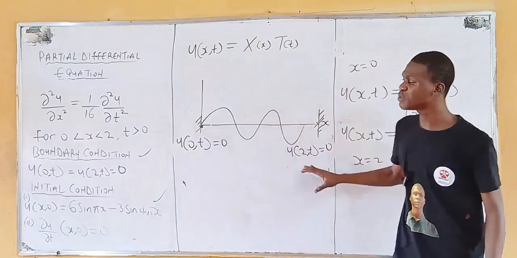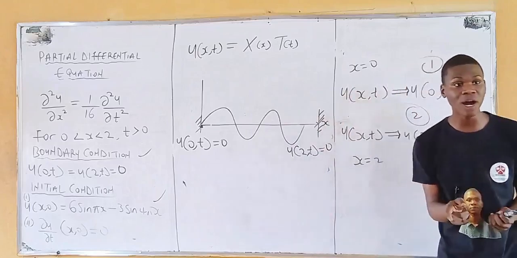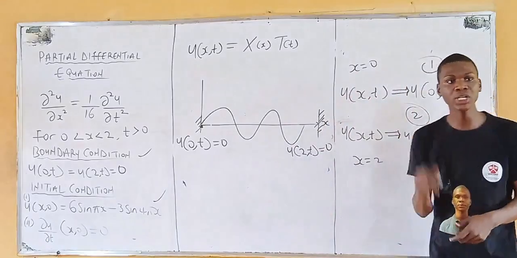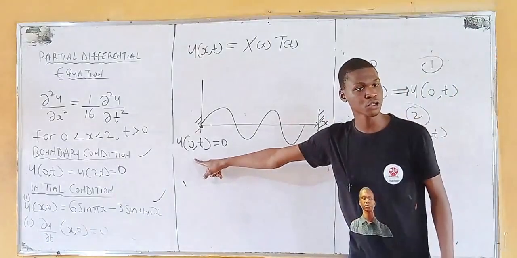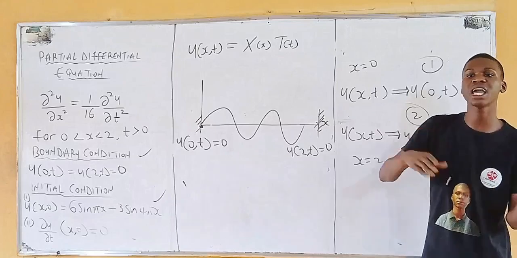So the aim of this boundary condition is that you want to know the value of A and B. How do you get A? Apply this first boundary condition. How do you get B? Apply the second boundary condition. Meaning you found the value of A and B.